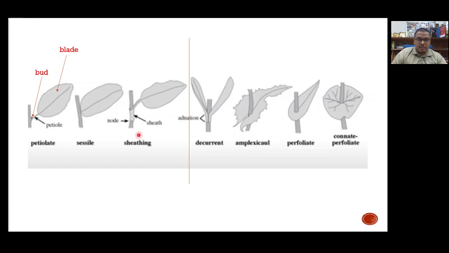This is very typical for the grasses and other families that are like the grasses, where we have a sheathing leaf like this. Okay, a third type that is not so common is the sessile leaf, and in this case there is just no petiole. So these are the main types of leaves and the leaf attachments.